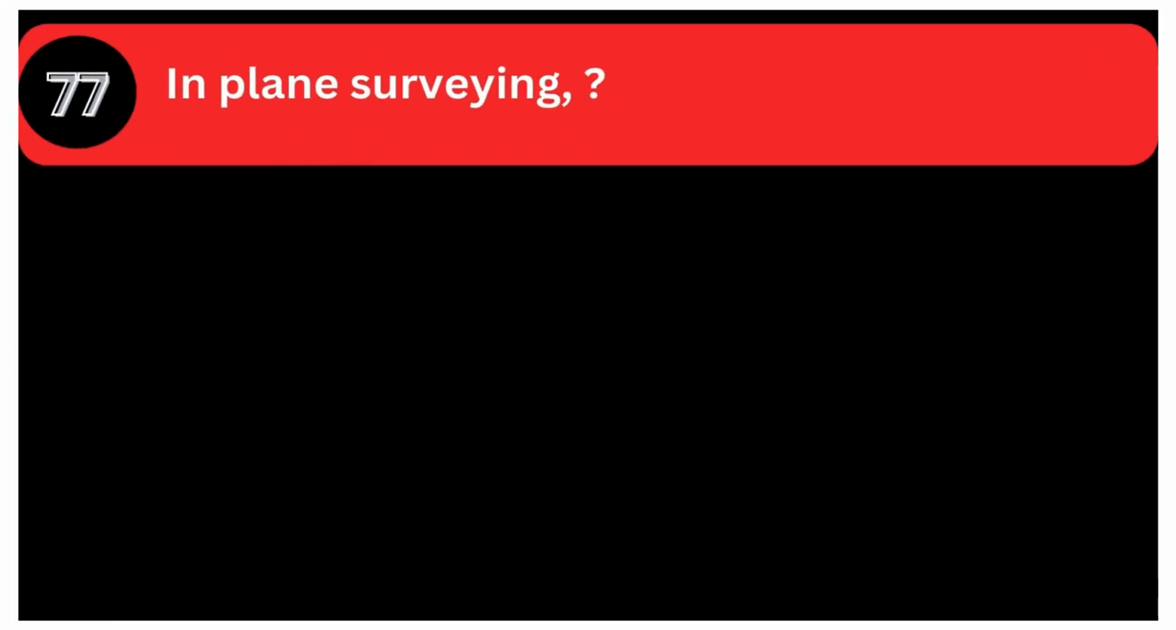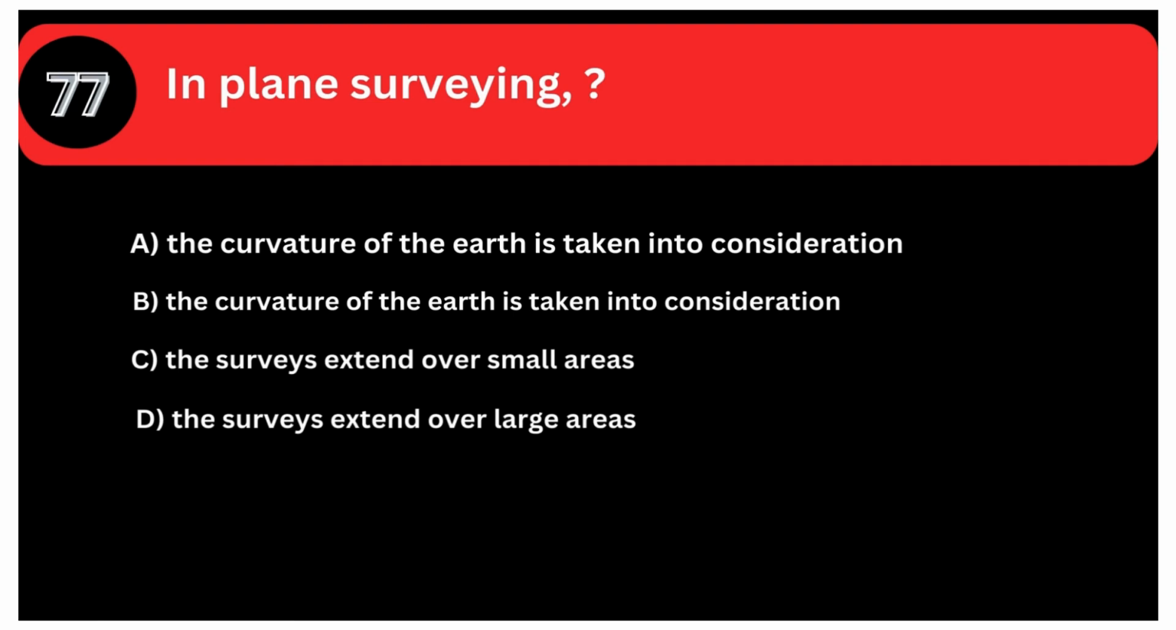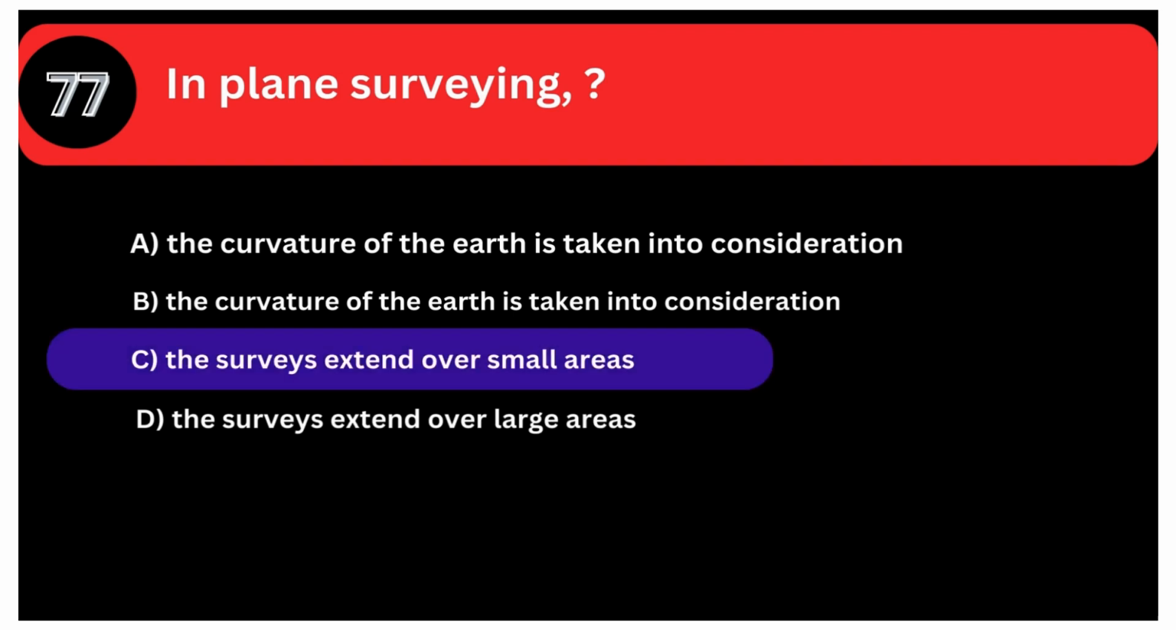In plane surveying, options: A. The curvature of the Earth is taken into consideration. B. The curvature of the Earth is not taken into consideration. C. The surveys extend over small areas. D. The surveys extend over large areas. Answer: C. The surveys extend over small areas.